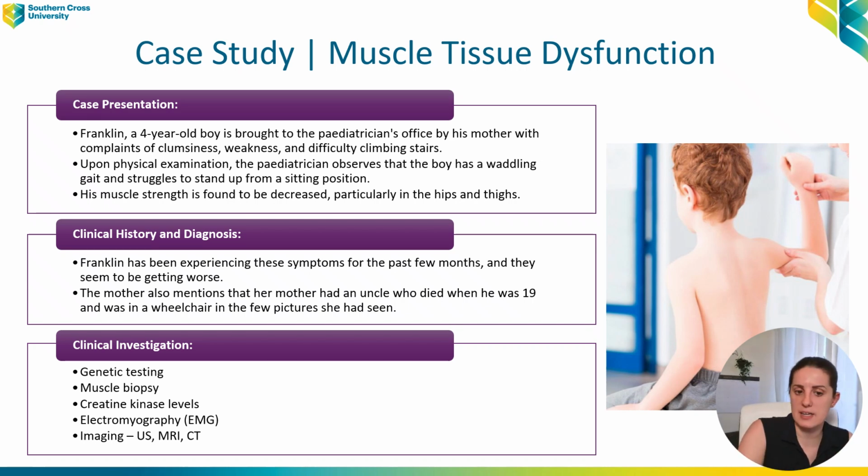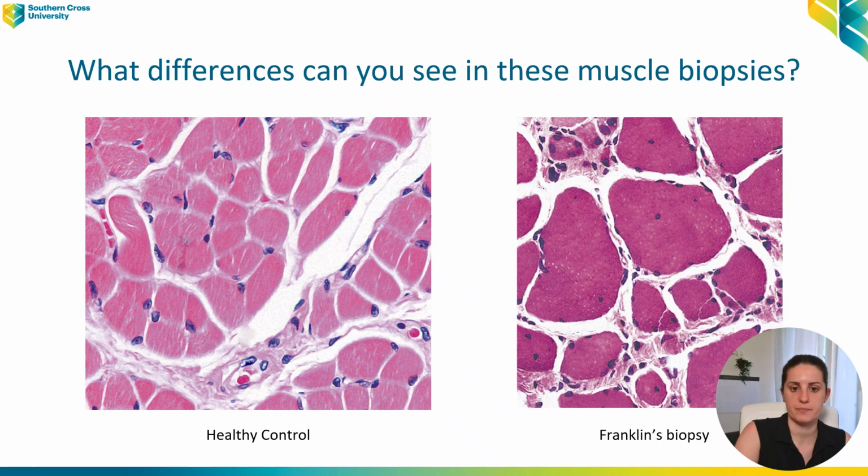They do genetic testing, muscle biopsy, creatine kinase levels, electromyography, and ultrasound, MRI, and CT imaging. So we looked at the differences between these two images. So you can see here in the healthy tissue, the muscle fibers are more or less uniform in their size and morphology. And you can also see that, as expected, the nuclei are peripherally located, right?